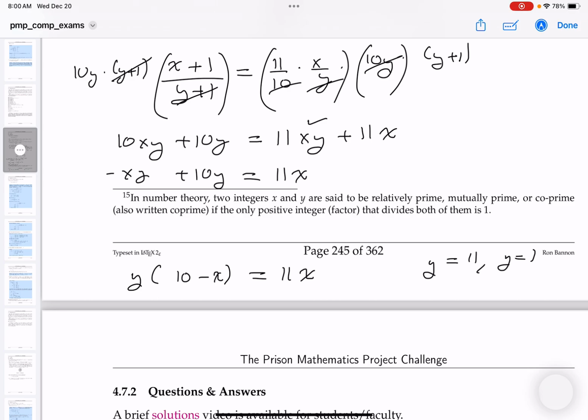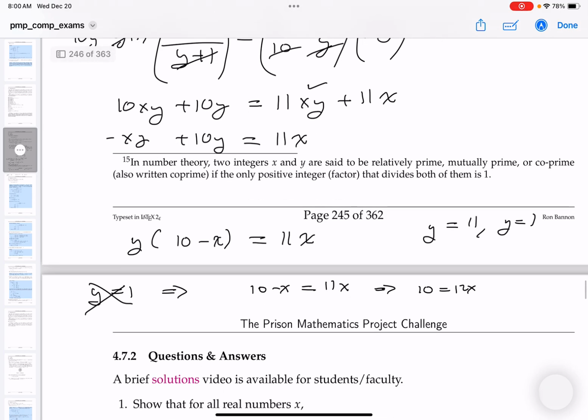I'm going to try y to be 1 first and see what happens. See if I can understand what that is. If y is 1, what would you get? You'd get 10 minus x equals 11x. I'm hoping I can figure this out. And what happens over here, I get 10 equals 12x. And unfortunately, x is not an integer now. So this is not possible because x is not an integer.